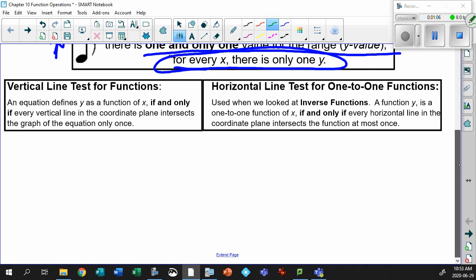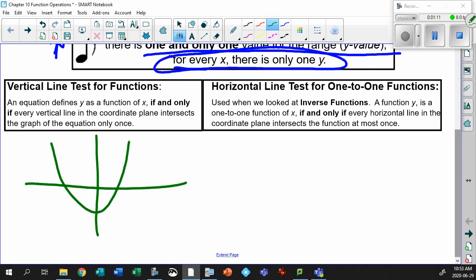Okay, what's the vertical line test all about? Remember, if you had a graph that looked like this, we can do a vertical line test, and as long as that vertical line only cuts the graph once, you're good to go.